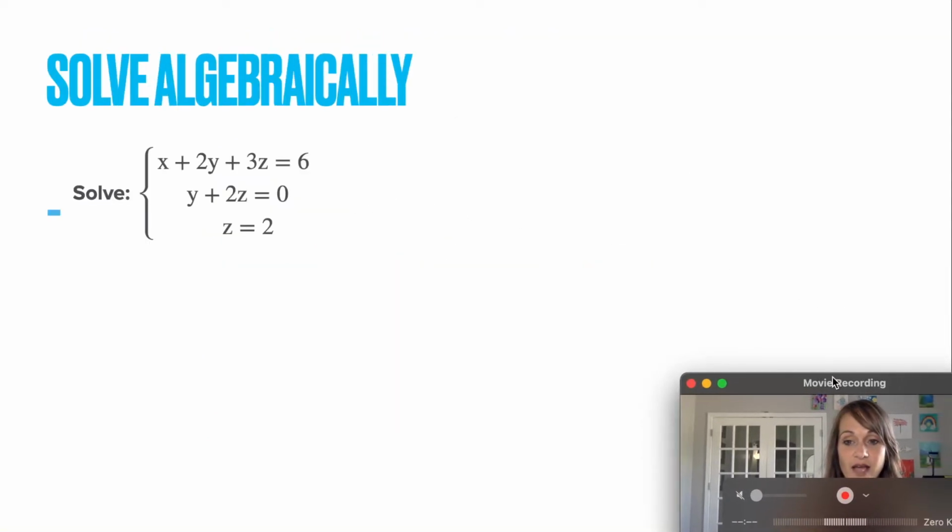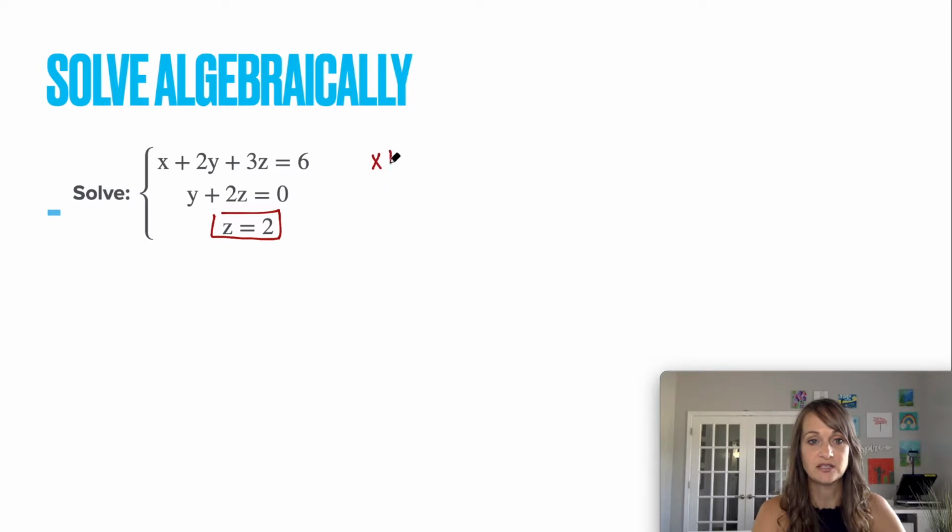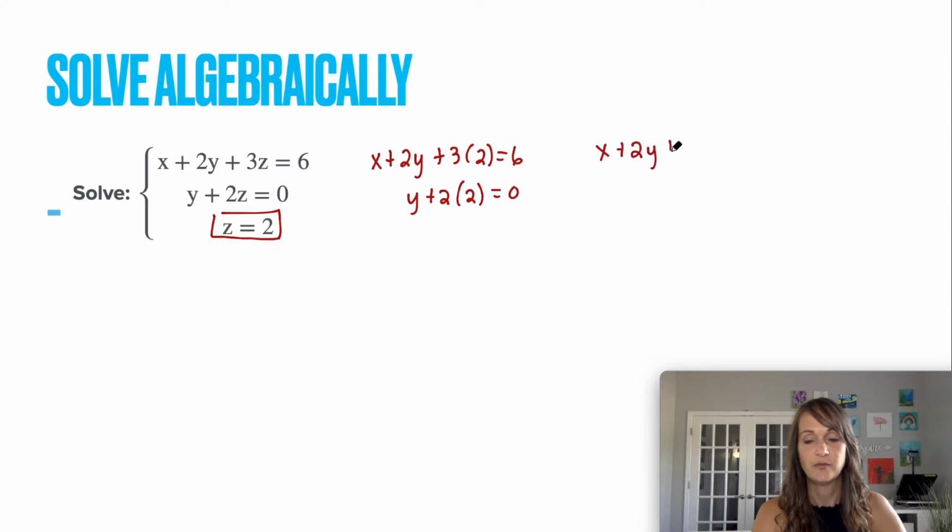Now, let's talk about how you actually would solve a system of equations. I'm going to bring myself back over. In this case, it's pretty easy because I have already given you z. So if I've already given you z, I can go ahead and plug z back into both of these top equations. So I have x plus 2y plus 3z equals 6, and then y plus 2z equals 0. So I'll have x plus 2y plus 6 equals 6, and then I'll have y plus 4 equals 0.